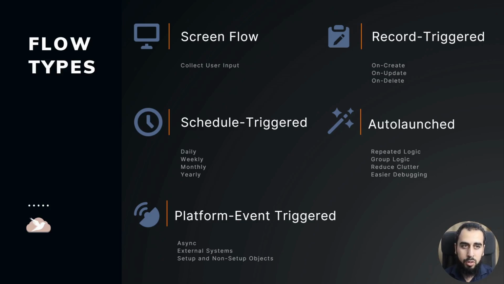The first four, screen flow, record triggered flow, schedule triggered flow, and auto-launched flows, are the big ones, and these are flow types.